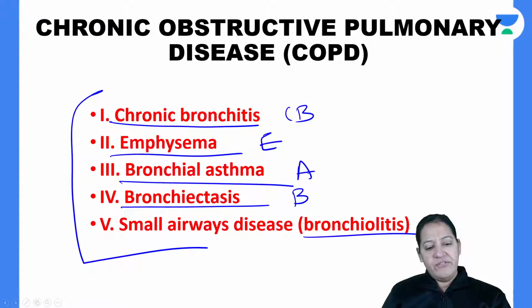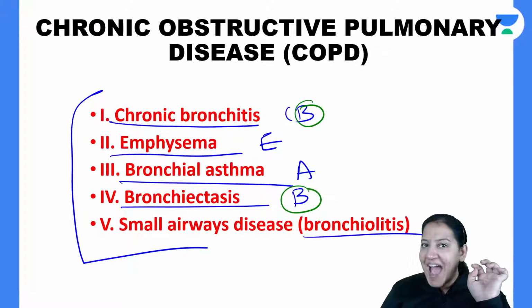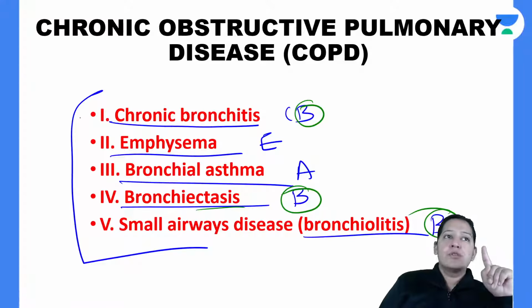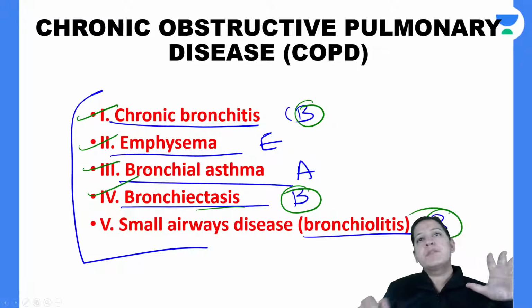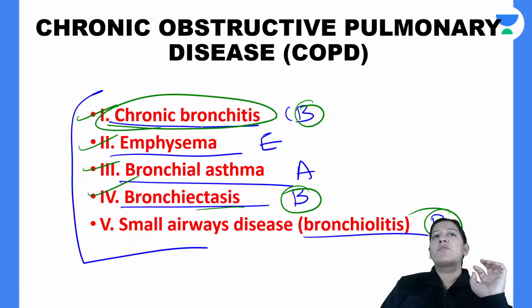Now don't get confused. This is bronchitis. This is bronchitis. And this is bronchiolitis. You should pronounce them clearly. These are absolutely different diseases. So I will teach you the first 4, the most important ones, one by one in a comparative manner. So start with the first one, chronic bronchitis.